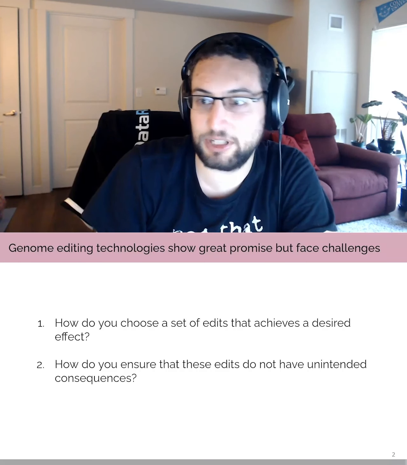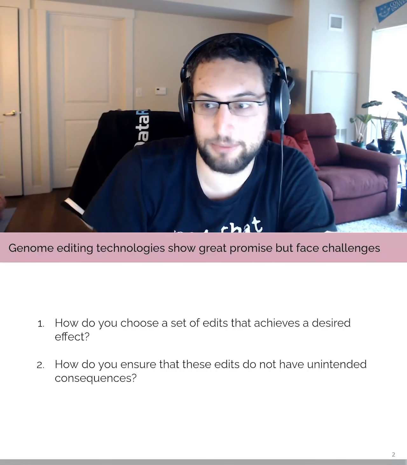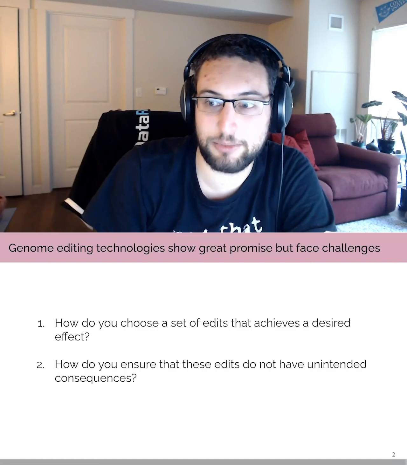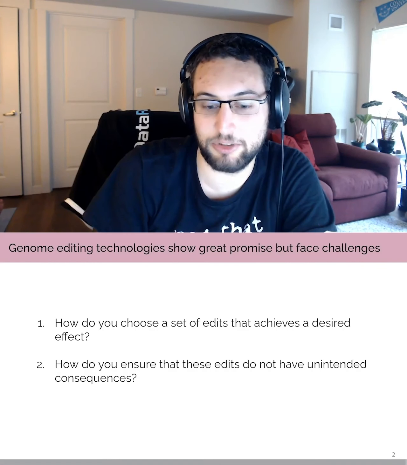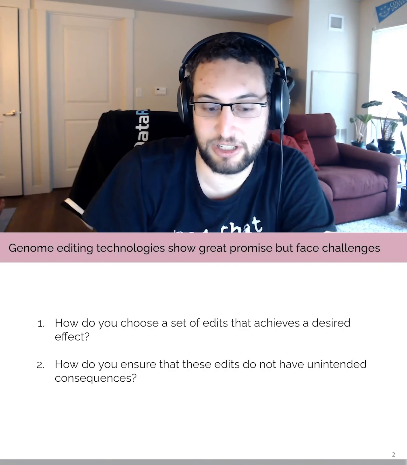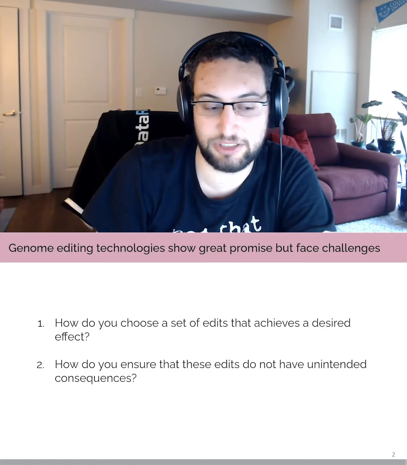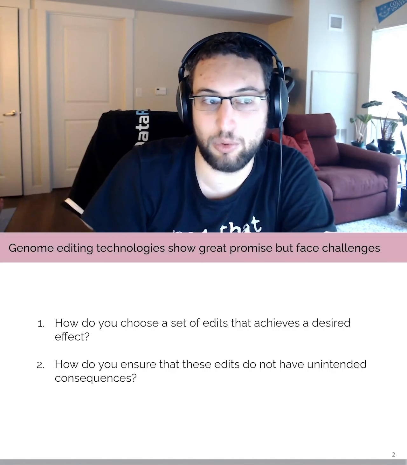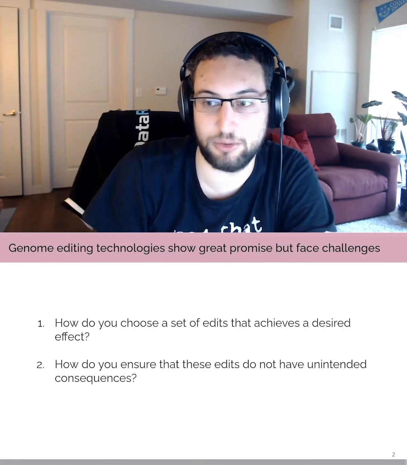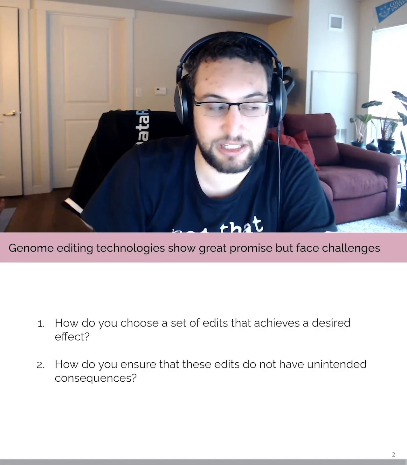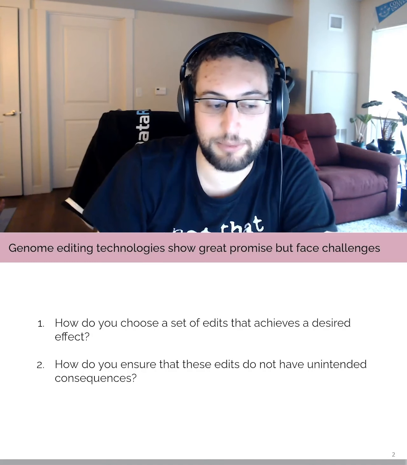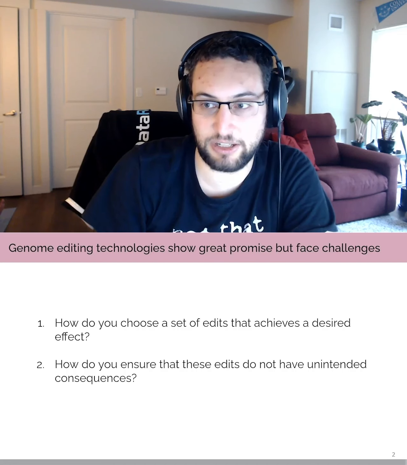Sometimes this is pretty obvious. If you want to knock out a protein, sometimes you can just remove the motif. Sometimes you want to do something more sophisticated, like prevent the binding of one cofactor, and you want to know how you need to change the motifs in order to prevent one of the proteins from binding, but allow the other one to. The second issue is that sometimes the edits that you make have unintended consequences.